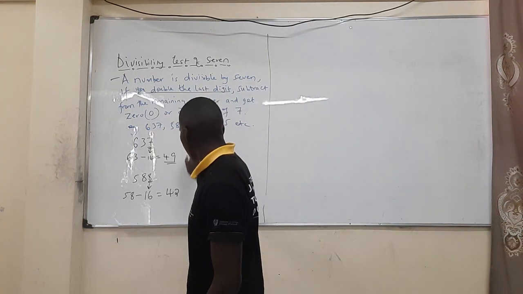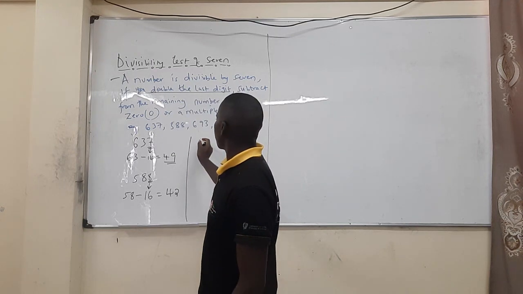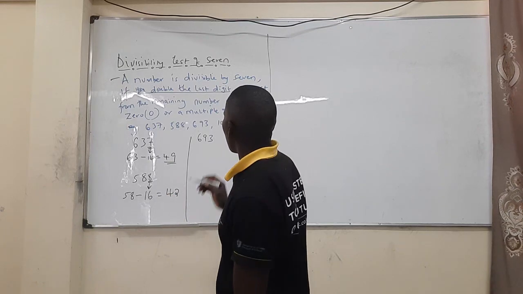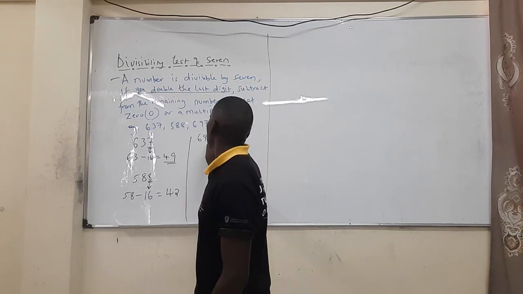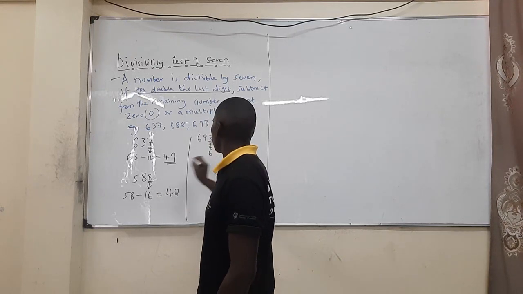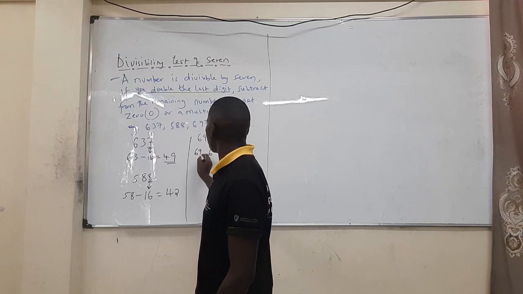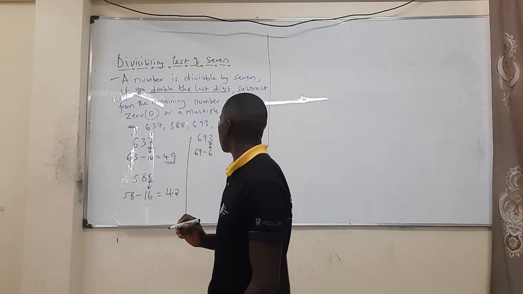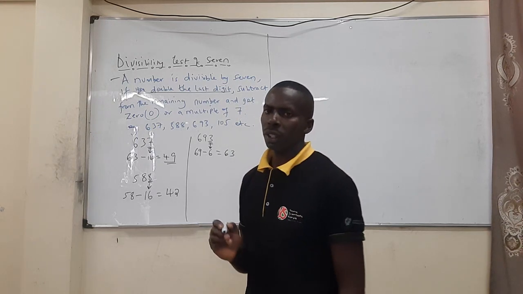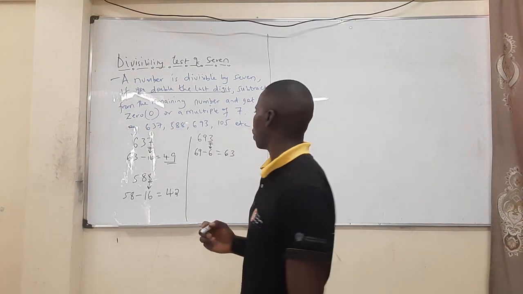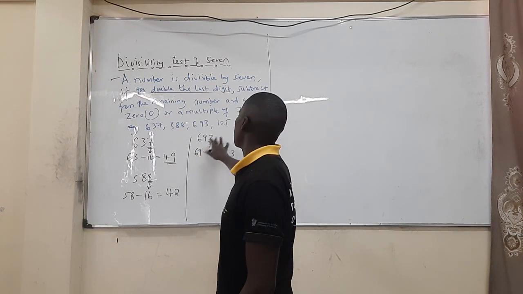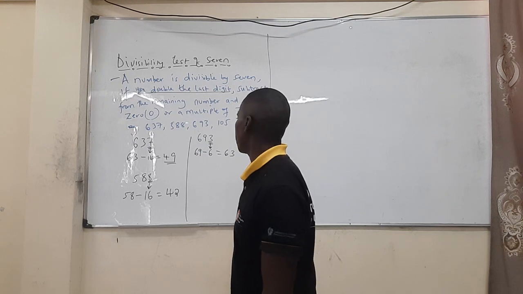Take another example here, like 693. Our last digit is 3. We double, 3 times 2 to get 6. Then we have 69, the other number. We subtract 6, and we get 63. And of course 63 is also a multiple of 7, meaning that this number is divisible by 7.